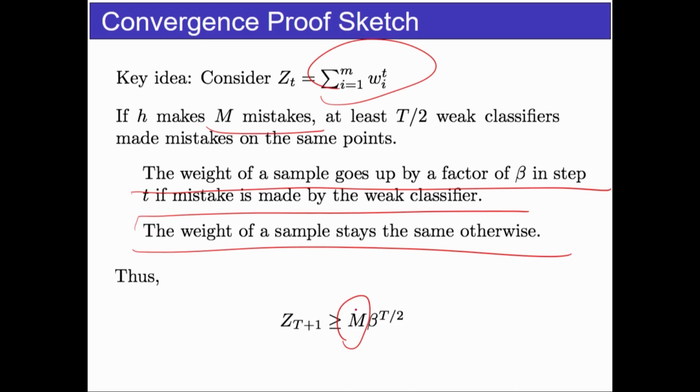So forget the m for now. Take one sample on which you are making a mistake. That sample's weight must have increased at least T/2 times, because you have T/2 classifiers making mistakes on that point. So that particular sample has a weight of beta power T/2 at least. It can be greater, at least beta power T/2. And you have m such samples. You are making m mistakes, so it's m beta power T/2. So your total weight is at least this much.